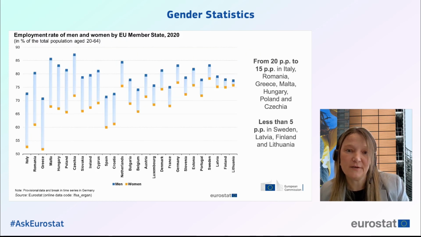Then when we look closer at the gender employment gap in 2020, the widest gaps are reported by Italy, Romania, Greece, Malta, Hungary, Poland, and Czechia. All those countries record more than 15 percentage points between the share of employed men and women. On the other hand, the difference does not exceed 5 percentage points in Sweden, Latvia, Finland, and Lithuania. And in the next figure, I will present the long-term development of the gap.